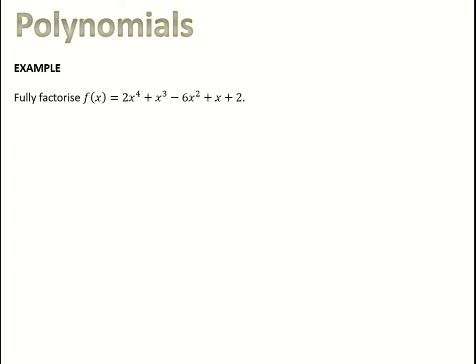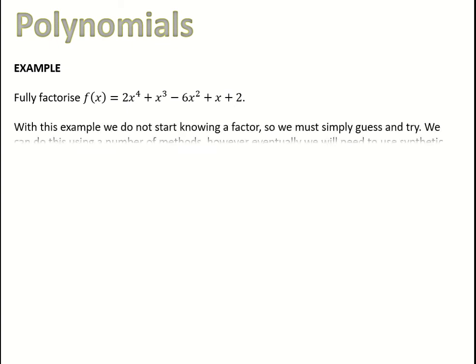Right, so I think this is probably the last example. This is quite a long video, but this is dealing with a slightly bigger one. This is a quartic now: fully factorize 2x to the power 4 plus x cubed minus 6x squared plus x plus 2, okay? The problem with this one is it doesn't tell us a factor in the first instance, so we've got to find our own factor, okay?